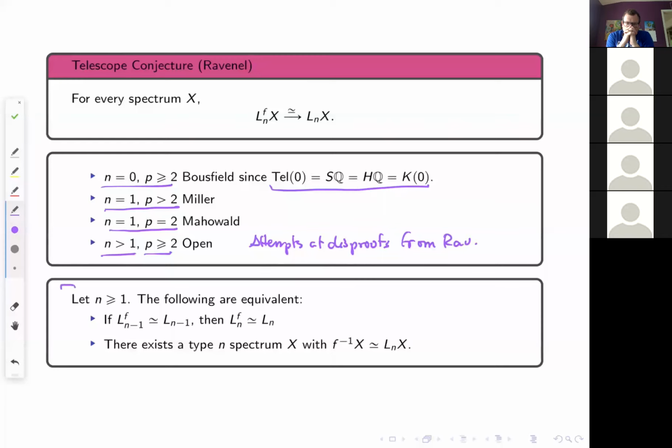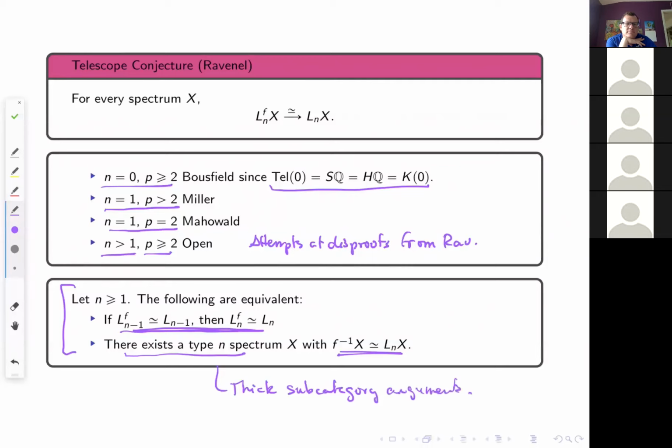Okay, I'll say one thing and then I'll stop. Here are equivalent formulations of the conjecture. Suppose you were trying to prove the telescope conjecture inductively. Then the inductive step is equivalent to just finding one example where this holds. So you just have to find one type n spectrum where the telescope conjecture holds, and it implies it for everything. These are called thick subcategory arguments. So if you can prove it for one guy, you have it for all. So, a challenge: find a type 2 spectrum where it's true or where it's false. It'll solve the problem for you.